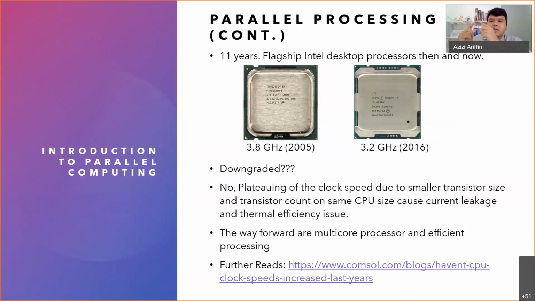Nampak tak? So since kita boleh kecilkan, so kita boleh create the CPU into multi-core CPU so that we can keep up with Moore's law, right? So no, is it downgraded? No. The plateauing, ataupun maksudnya kenapa kita ada hit the maximum of the clock speed, due to smaller transistor size or more transistor count on the same CPU size are causing current leakage and thermal efficiency issue.